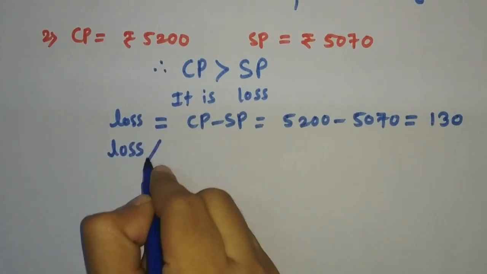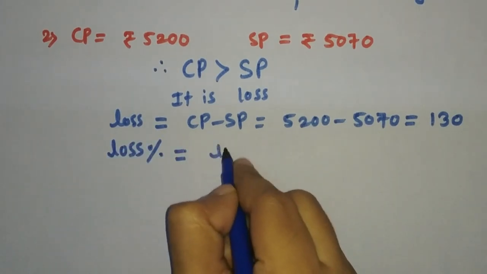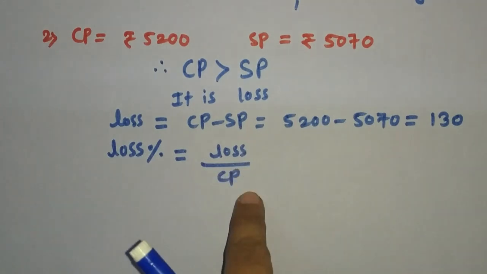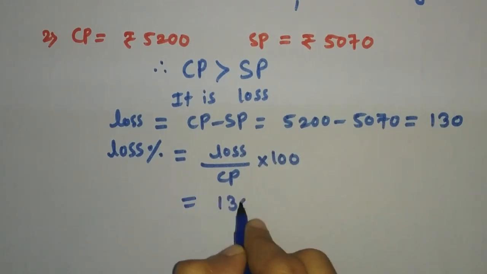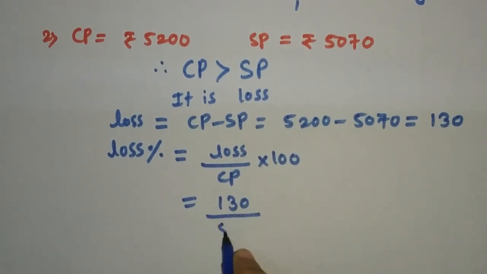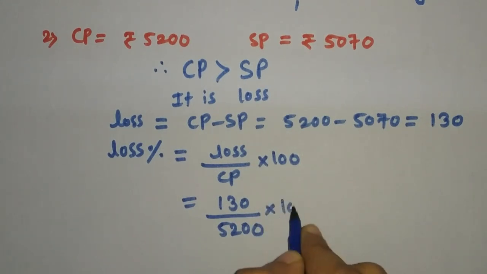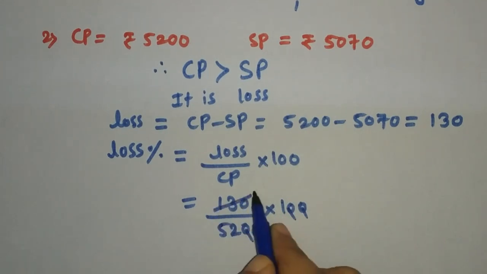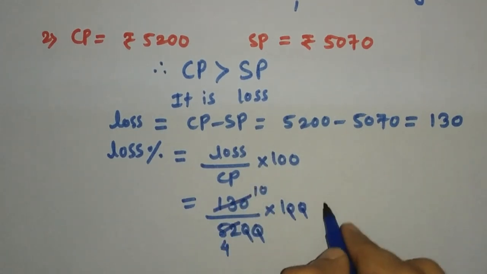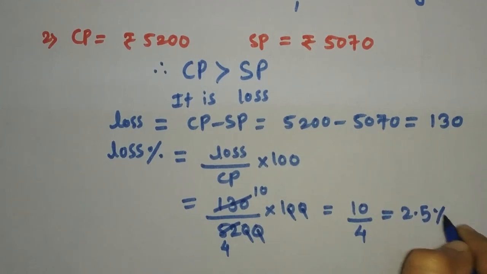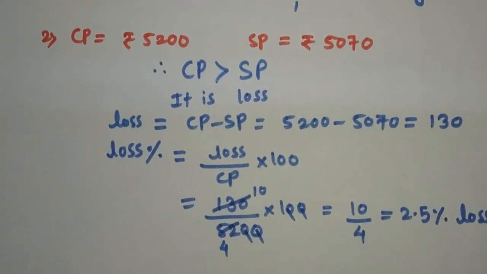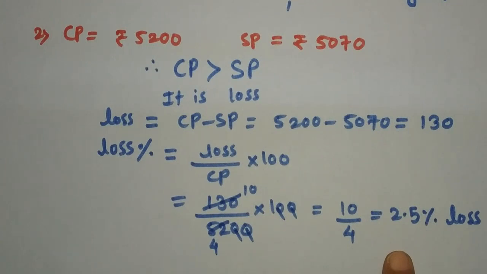Now to find out the loss percent, we'll write a formula, loss upon CP. It is also calculated over CP, into 100. Loss is rupees 130 over CP. CP is the cost price, which is 5200. So just simplify. We'll go for here 10s and 4s. 10 by 4, and 10 by 4 is nothing but 2.5%. So 2.5% is the loss.